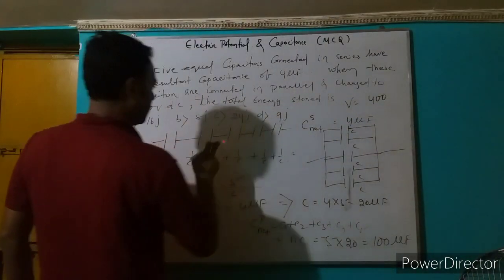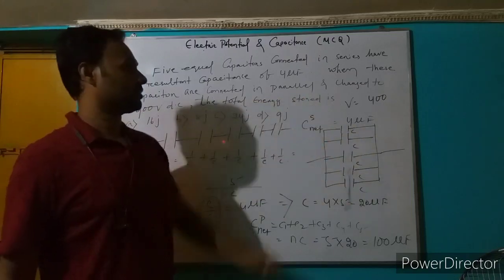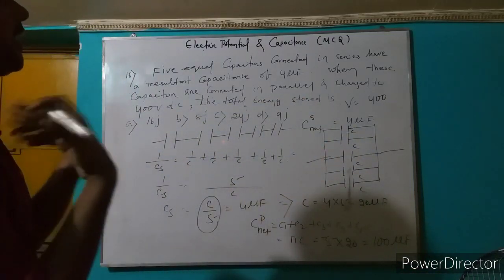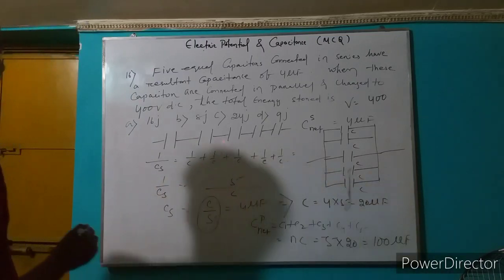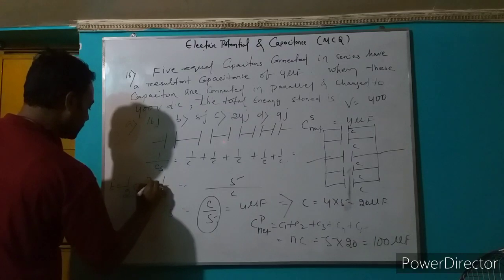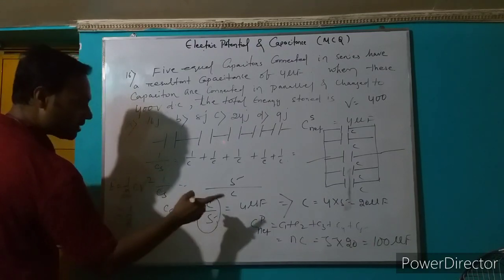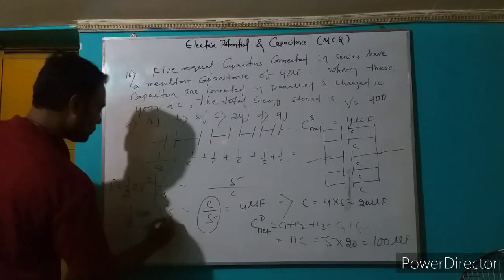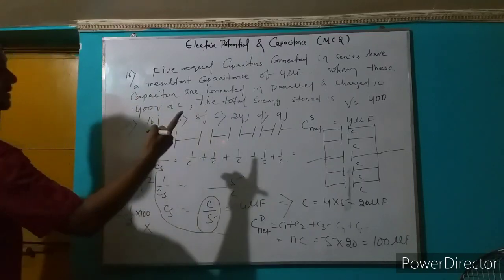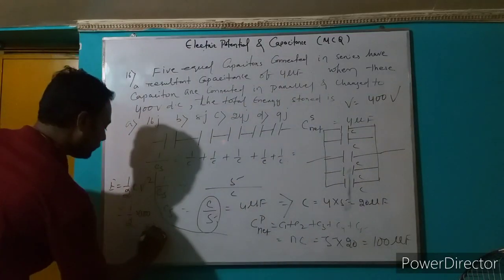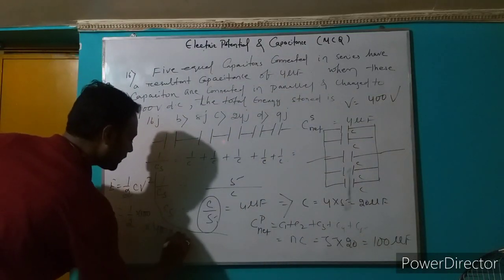Then we will find the total energy stored. How much energy is stored by the capacitors when they are connected in parallel? We know the formula E equal to half CV square. So half, C is 100, V is 400 volts, that is 400 into 400.